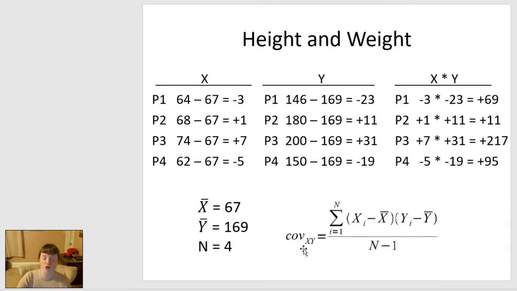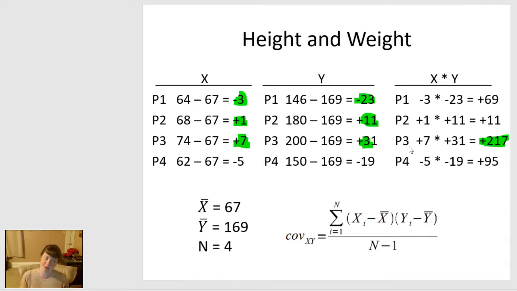To get what are called the cross products. We're going to cross multiply across the x and y variables for each person. So for person 1, I take negative 3 and I multiply it by negative 23 to get positive 69. For the second person, I take positive 1 and I multiply it by positive 11 to get positive 11. Number 3, positive 7 by positive 31 to get positive 217. Because this person was really above average on both.